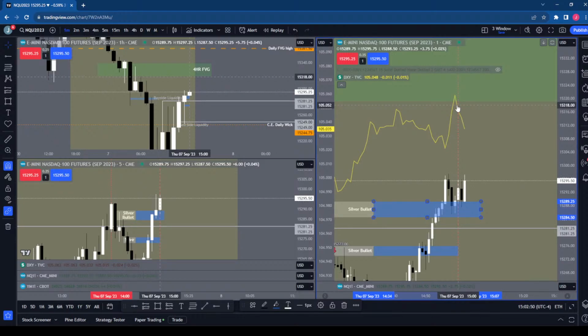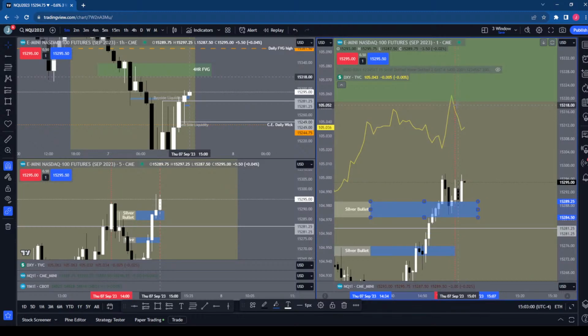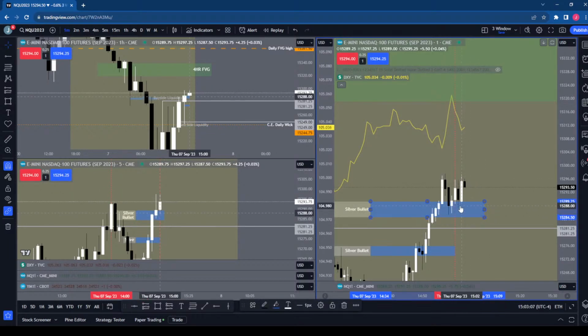Why? Well, it's gambling at that point. We got our trade. We were right. Silver Bullet did its job. We are respecting this inversion fair value. Yeah, very nicely though. I like it. Couldn't even close below mean threshold.